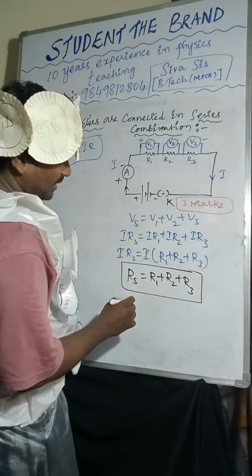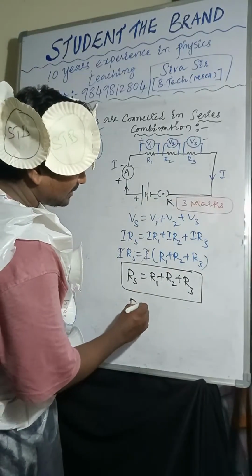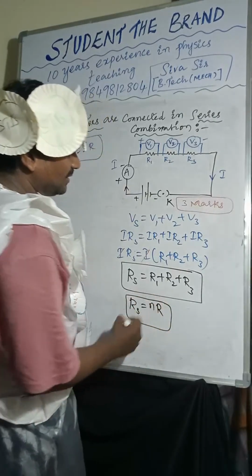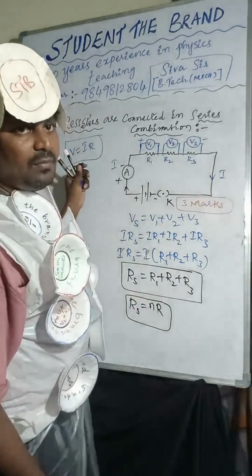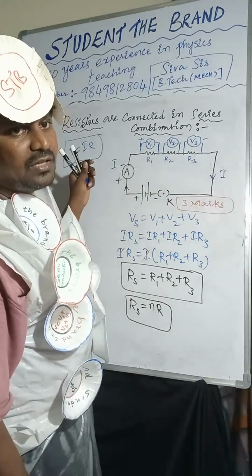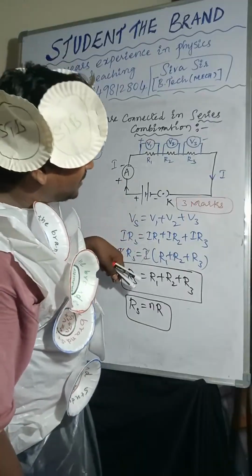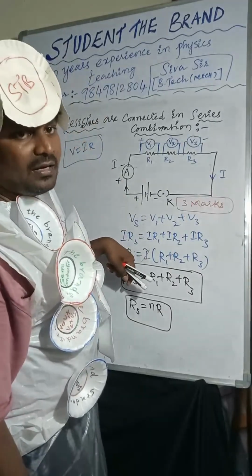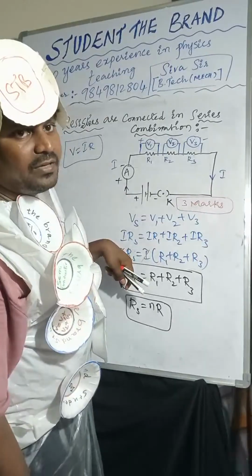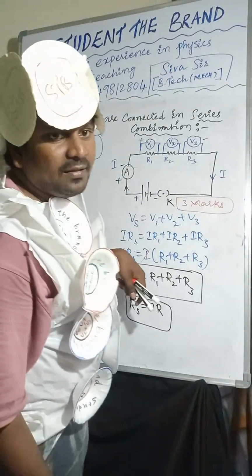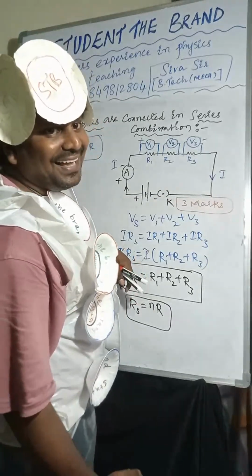If n number of resistors, each of resistance R, are connected in series combination, then Rs equals nR.